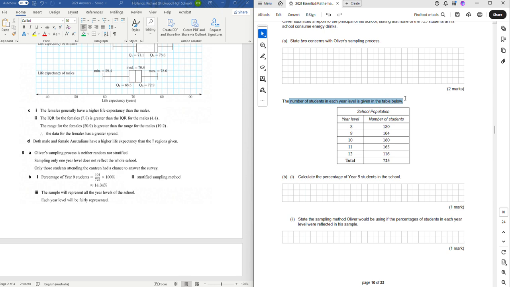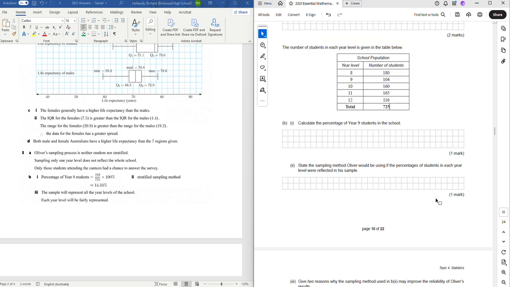The number of students in each year level is given in the table below. Here we are. Calculate the percentage of Year 9 students in the school. Some of us forgot how to calculate the percentage. All right. All we need to do is divide the total number of Year 9s by the total number of students in the school. So 104 by 725, and you times it by 100% to get that percentage, right? And that would give you 14.34%. Most of us, once we remembered that, were able to do it right. But it's just some of these little things we can't forget how to do.